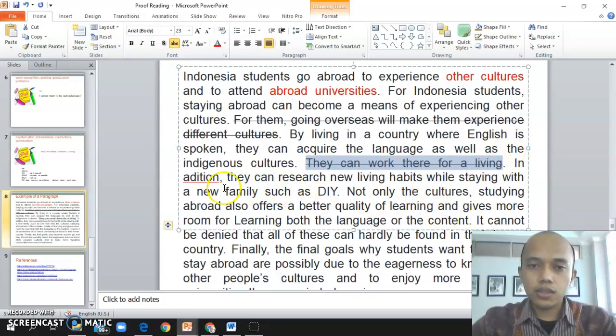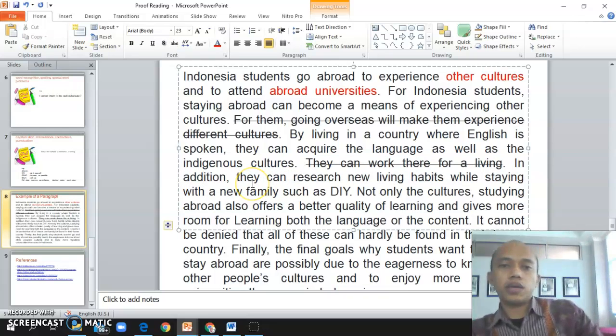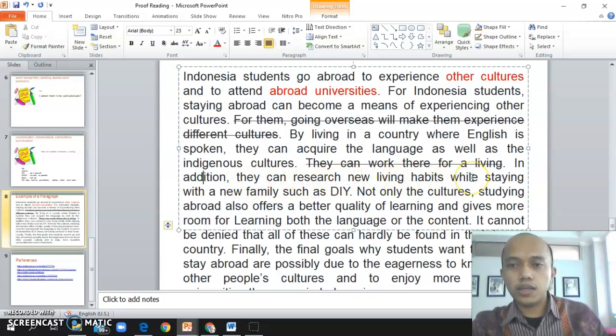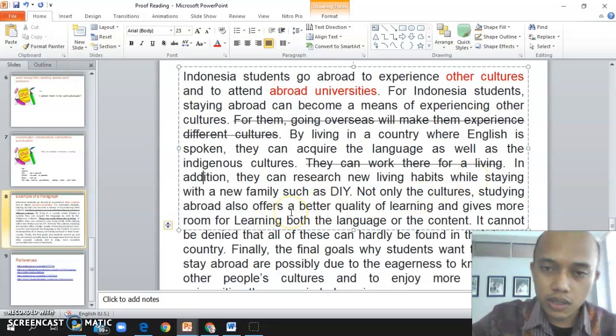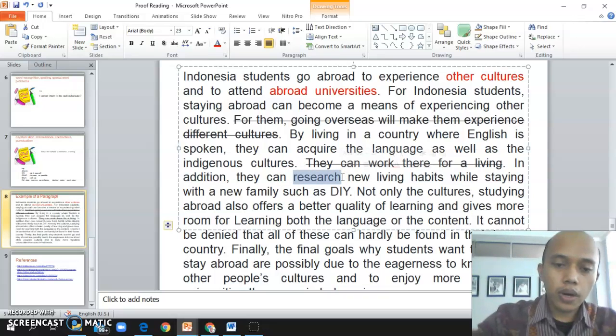"In additions, they can research." Well, in additions, I think we have a misspelling here. We need to remove the extra D in "additions" in order to make it correct, right? "So they can research new living habits while staying with a new family, such as DIY." They can research new living habits. Do they really do the research? Or maybe they can study, not research. Then we replace this word research by study.